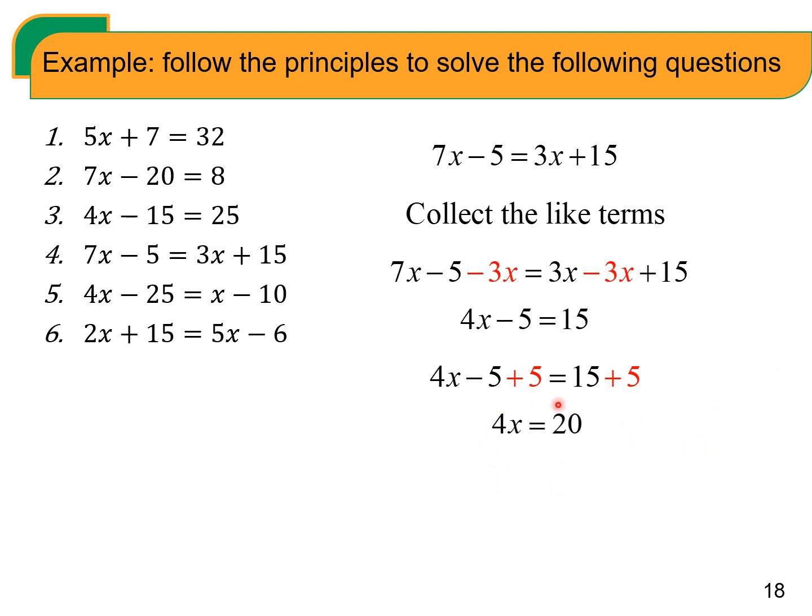Now to do the same thing, we want to isolate x, so we multiply both sides by the reciprocal of 4, which is 1/4. Our left-hand side is x, the right-hand side is 5. That's how we solve linear equations.